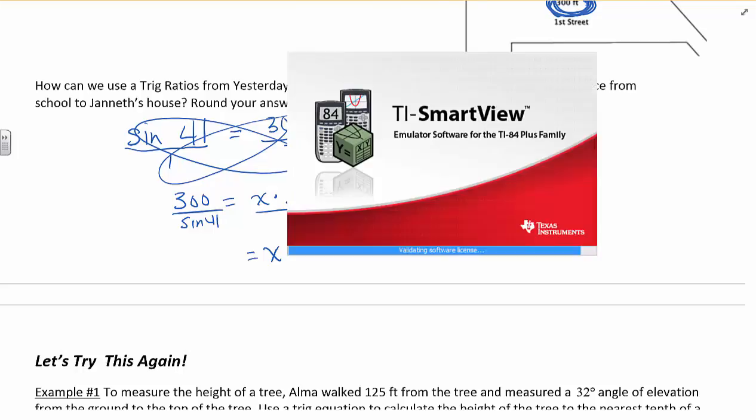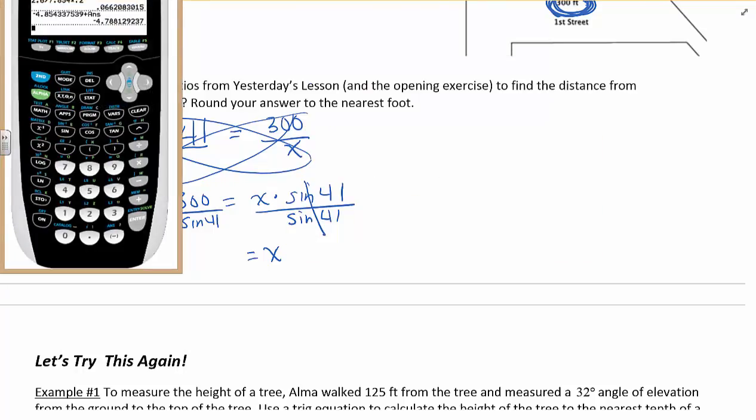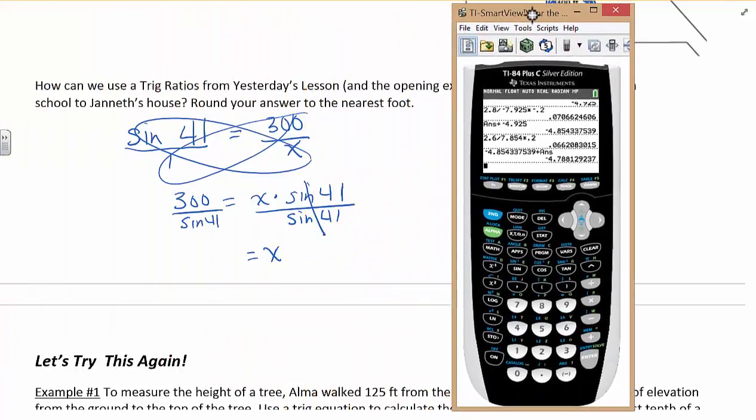So at this point, we're going to pull up the calculator. The first thing we're going to do when we get it up here is hit mode and put ourselves in degree mode. If you've reset your calculator recently, it's probably in radians. So in degree mode, I'm going to type 300 divided by sine 41. Hit enter.